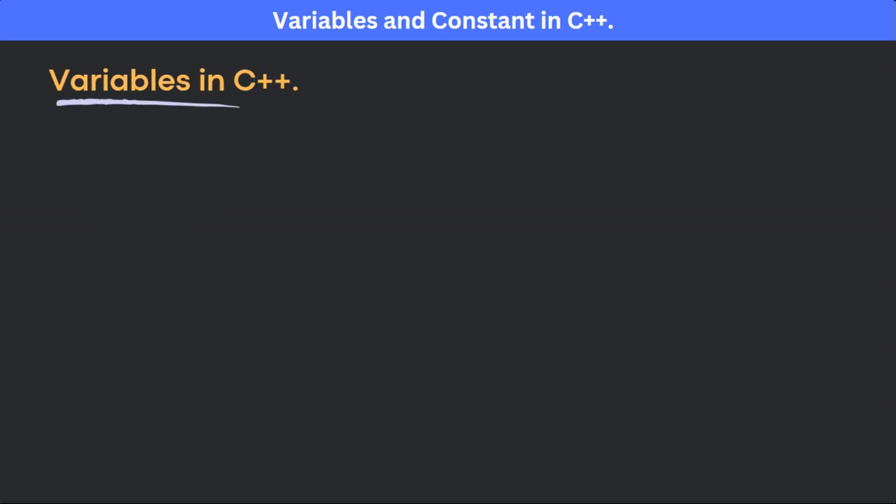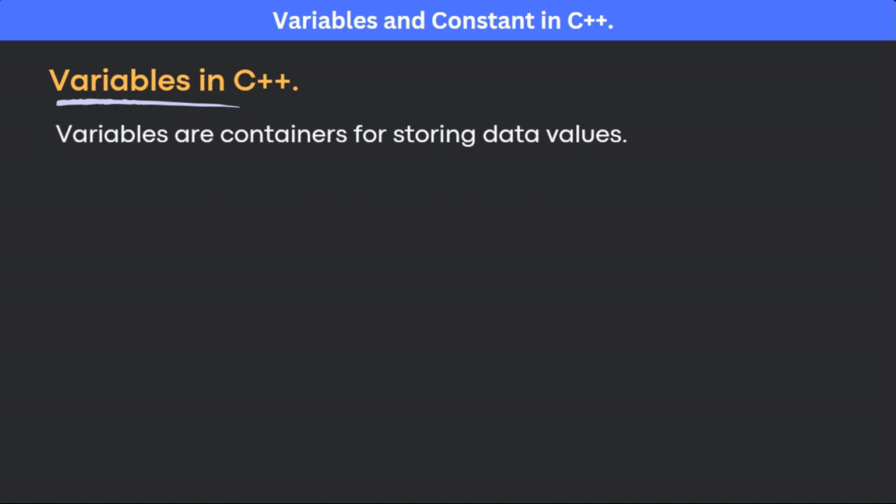So the first topic that we are going to cover is variables in C++. So let's understand what variables are. Variables are containers that are used for storing data values. Variables are basically a container in which we are going to store our data. The data can be of any type. It can be a number, it can be a character, or it can be a series of characters. It can be a decimal value.